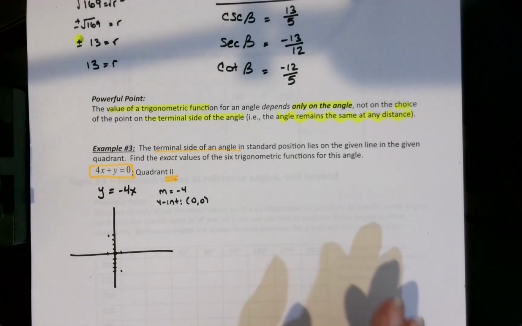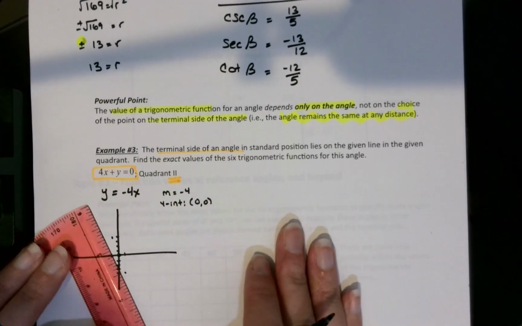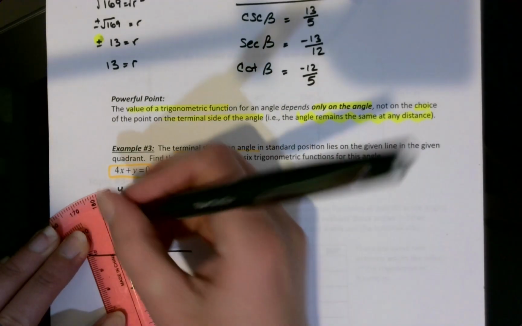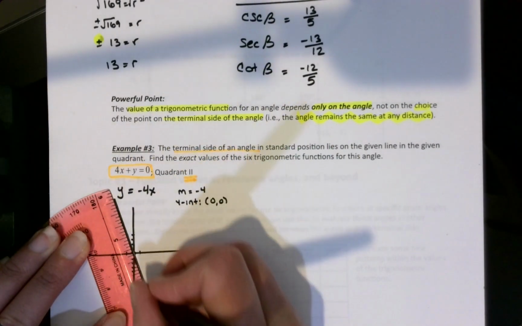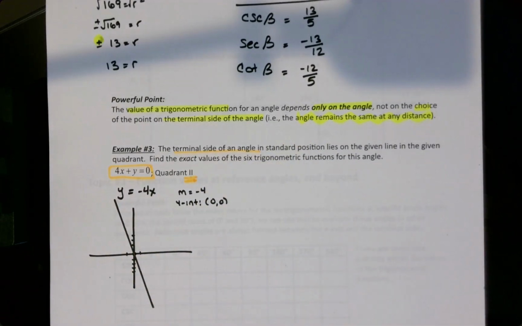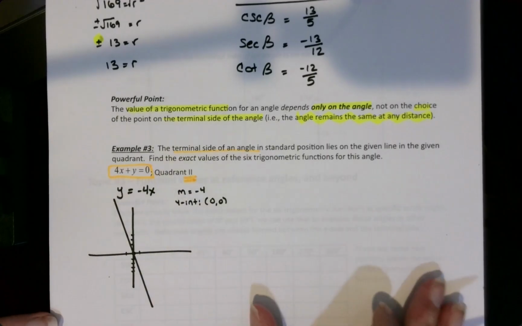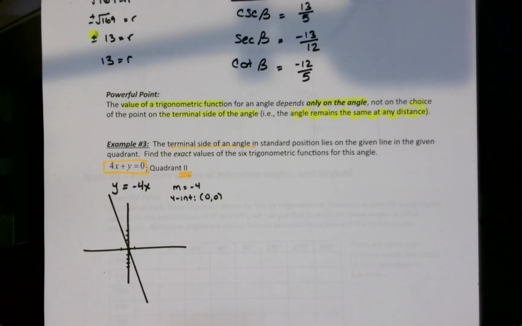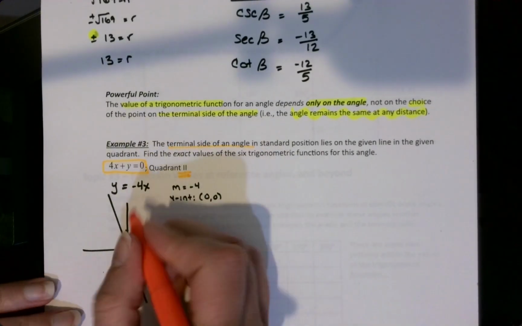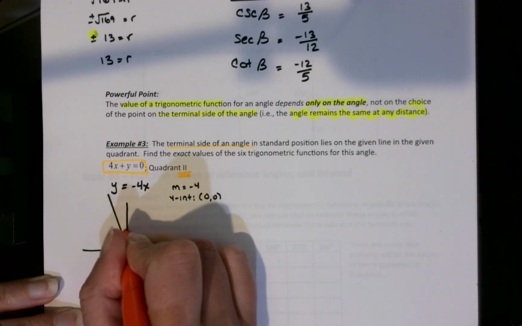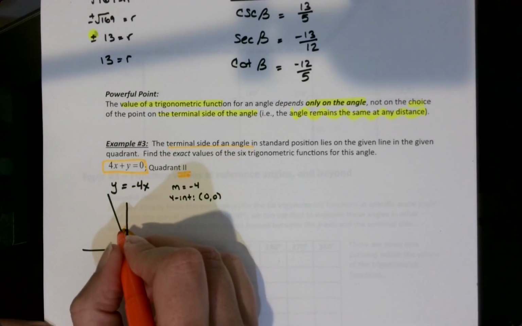All right. So I'm going to grab a ruler real quick and make a quick sketch of this line. So this line does cross through quadrants 2 and 4, but we are told that the angle is going to have terminal side in quadrant 2, so that lets me see that I'm looking at an angle with position like this.